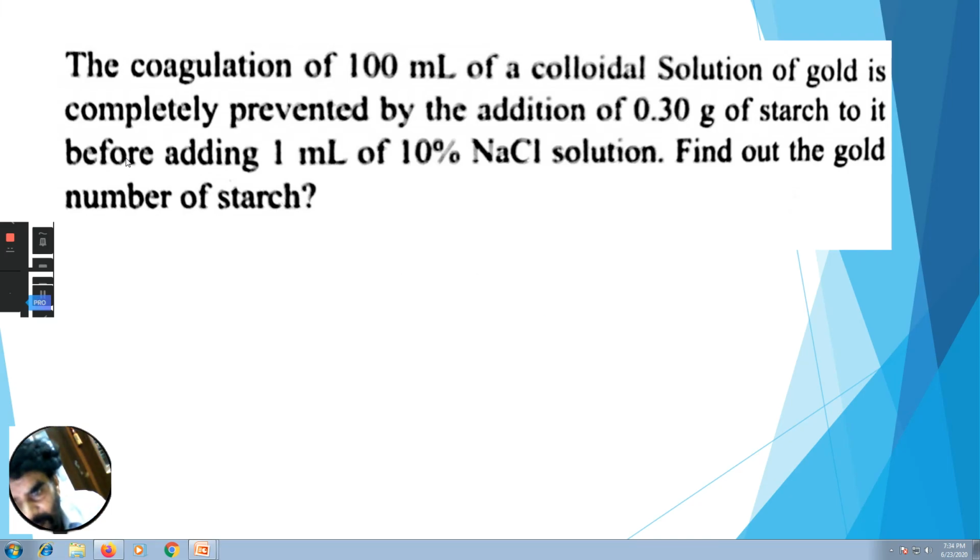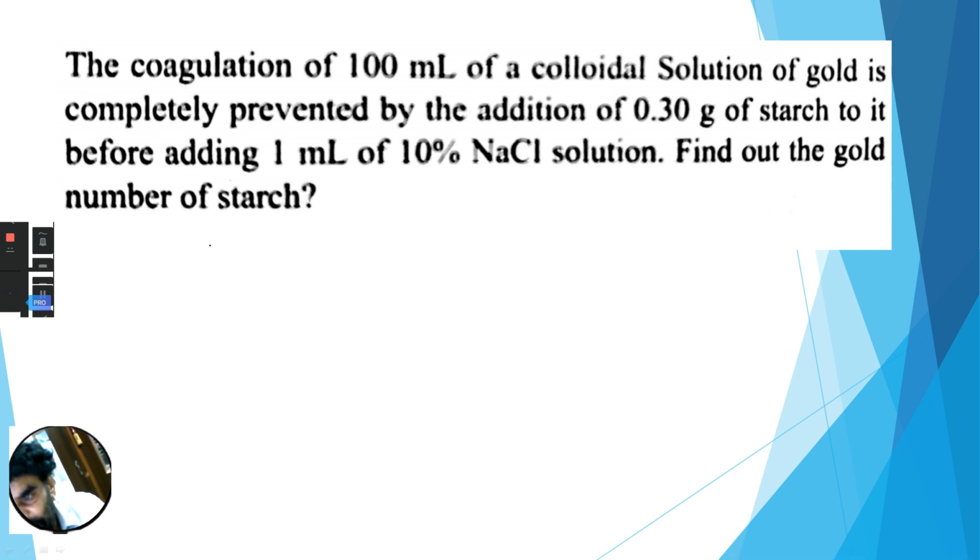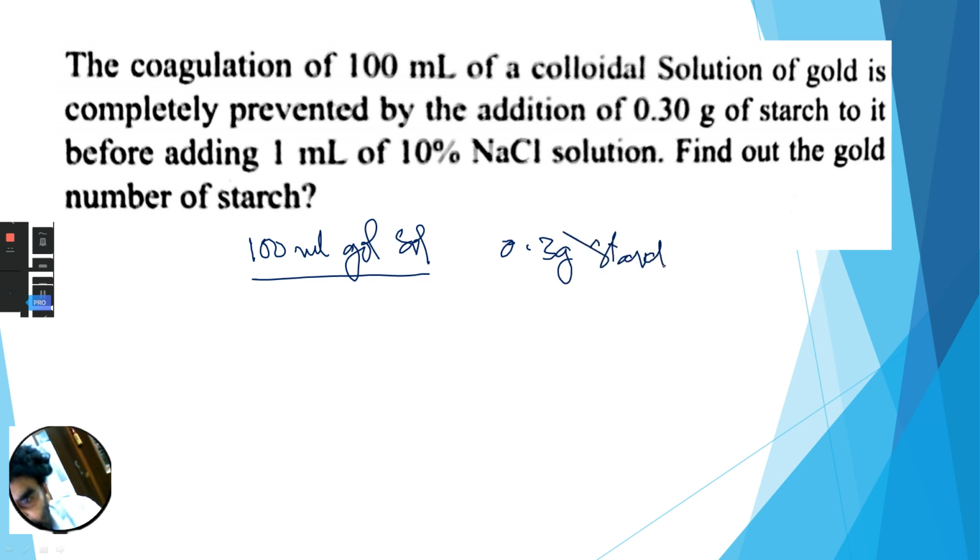See here, 100 ml of the colloidal solution is taken. 100 ml of the gold salt. So 0.3 grams of starch is required to prevent the precipitation on addition of 1 ml of 10% sodium chloride solution. Find out the gold number. First of all, we should know what the gold number is.